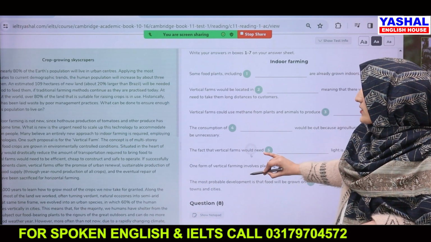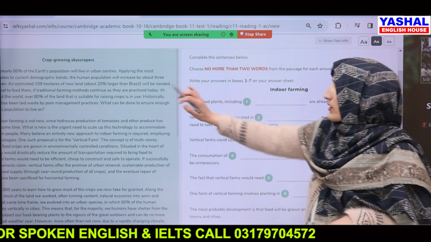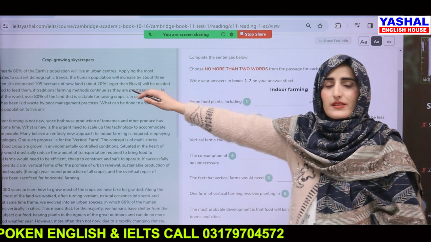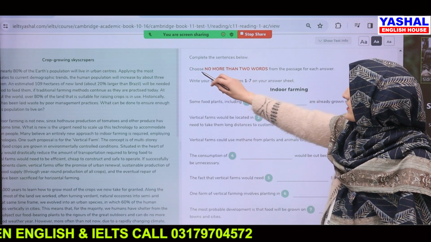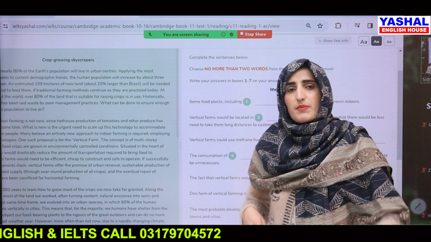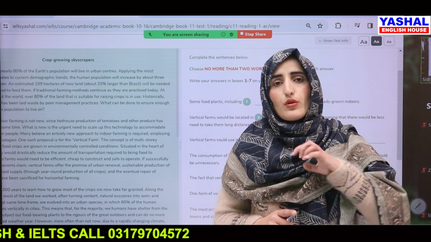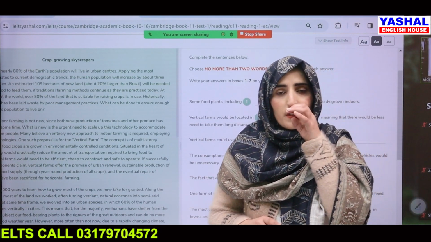आप एक दफा questions को read करें. For example, we have indoor farming. So the topic is crop growing skyscrapers. First we will read our questions. The instruction is choose no more than 2 words from the passage for each answer. It means you have a word limit that you can write 2 words. आप 2 से ज़्यादा नहीं लिख सकते. अगर 2 से ज़्यादा लिखेंगे तो आपके marks उसमें से डिडक्ट हो जाएंगे.